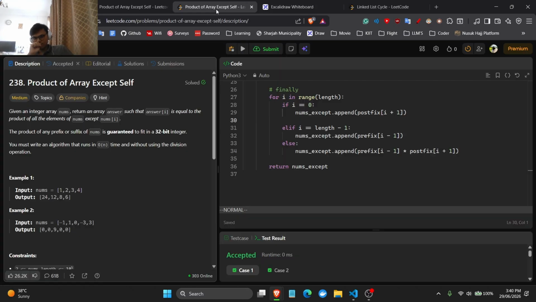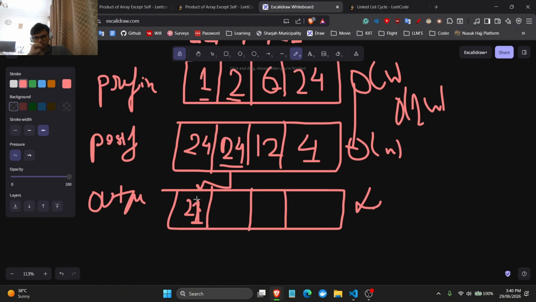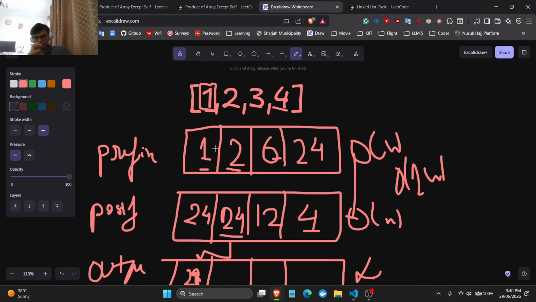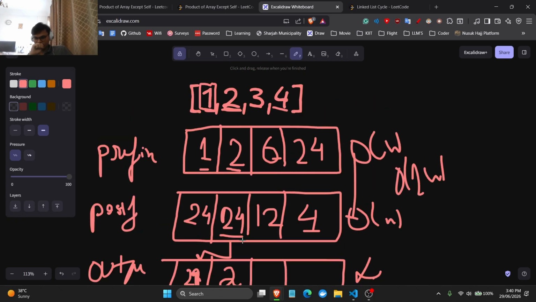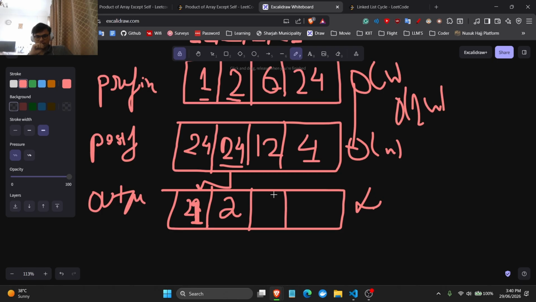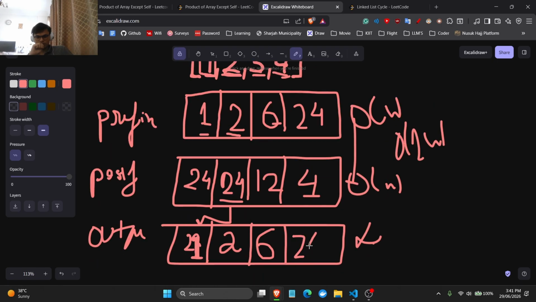So once we have 1, we can put 1 over here. Okay. Prefix. Once we have 2, we can funnel 2 over here. Once we have 3, we can funnel 6 over here. Once we have 4, we can funnel 24 over here.